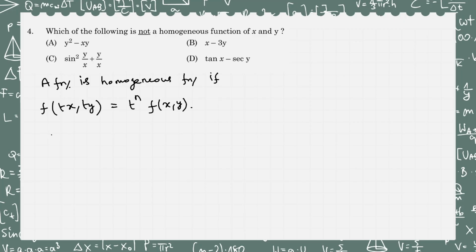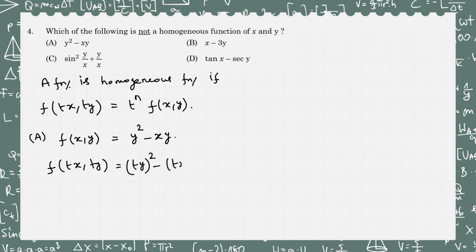First one, let us consider the function given in option A. If we take f of x comma y equal to y square minus xy, what will be our f of tx comma ty? That will be replacing y with ty and x with tx wherever x and y are available. So this becomes ty to the power 2 minus tx times ty. So this becomes t square y square minus t square xy. So we can take t square outside and this becomes y square minus xy.